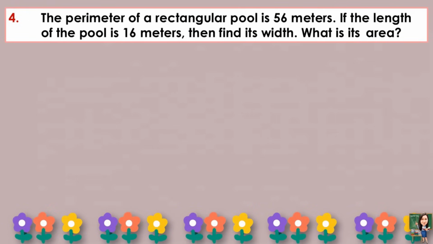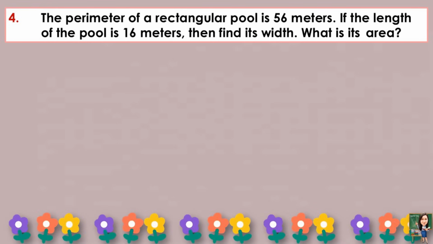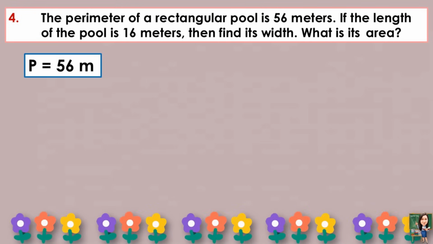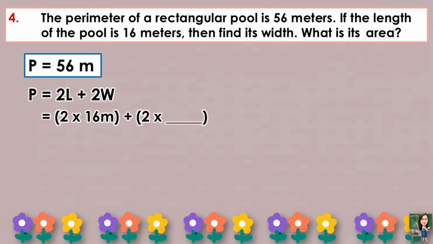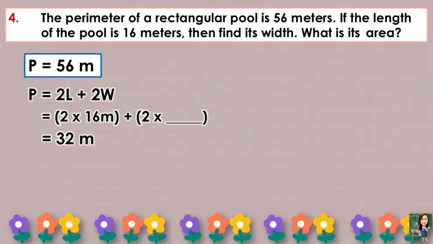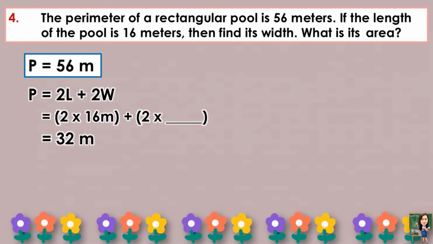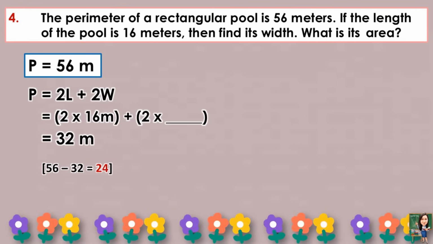Number 4. The perimeter of a rectangular pool is 56 meters. If the length of the pool is 16 meters, then find its width. What is its area? So according to this problem, the perimeter is 56 meters. Perimeter equals 2 length plus 2 width. So 2 length is 2 times 16 meters. The missing is the width. First, multiply 2 times 16 equals 32 meters. Now, to find the width, you have to subtract 32 from 56. 56 minus 32 equals 24.